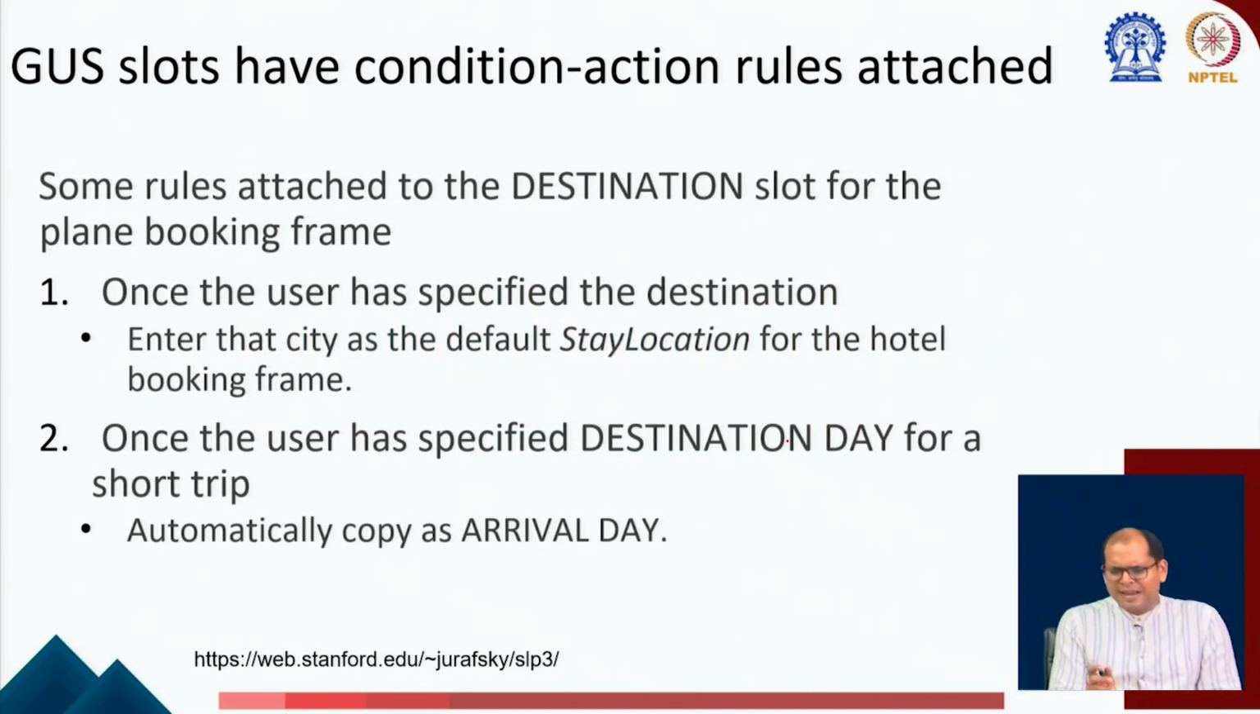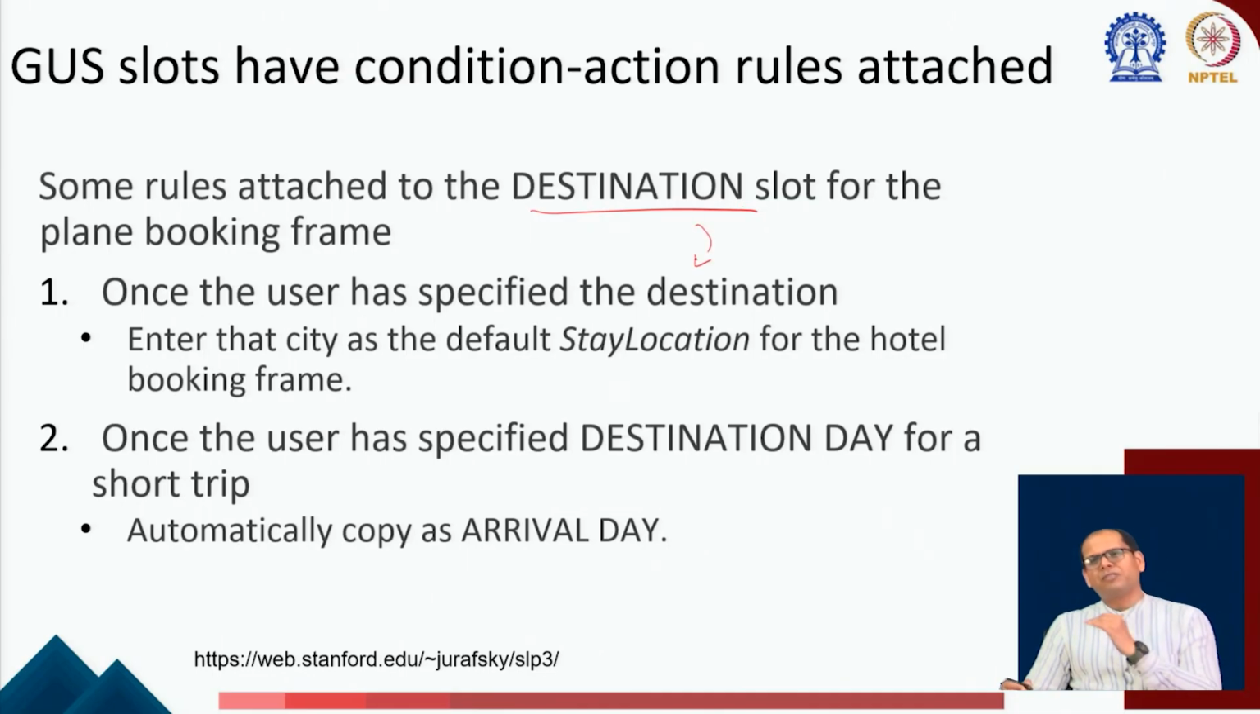And they have various condition action rules. So there are many rules that you have to hard code, for example for the destination. Once the user has specified the destination, you may also have to do the hotel reservation, right? So there may be different frames, flight reservation, hotel reservation. So once you know the destination slot, it can be the default value that you fill in for the hotel stay location in the hotel booking frame.